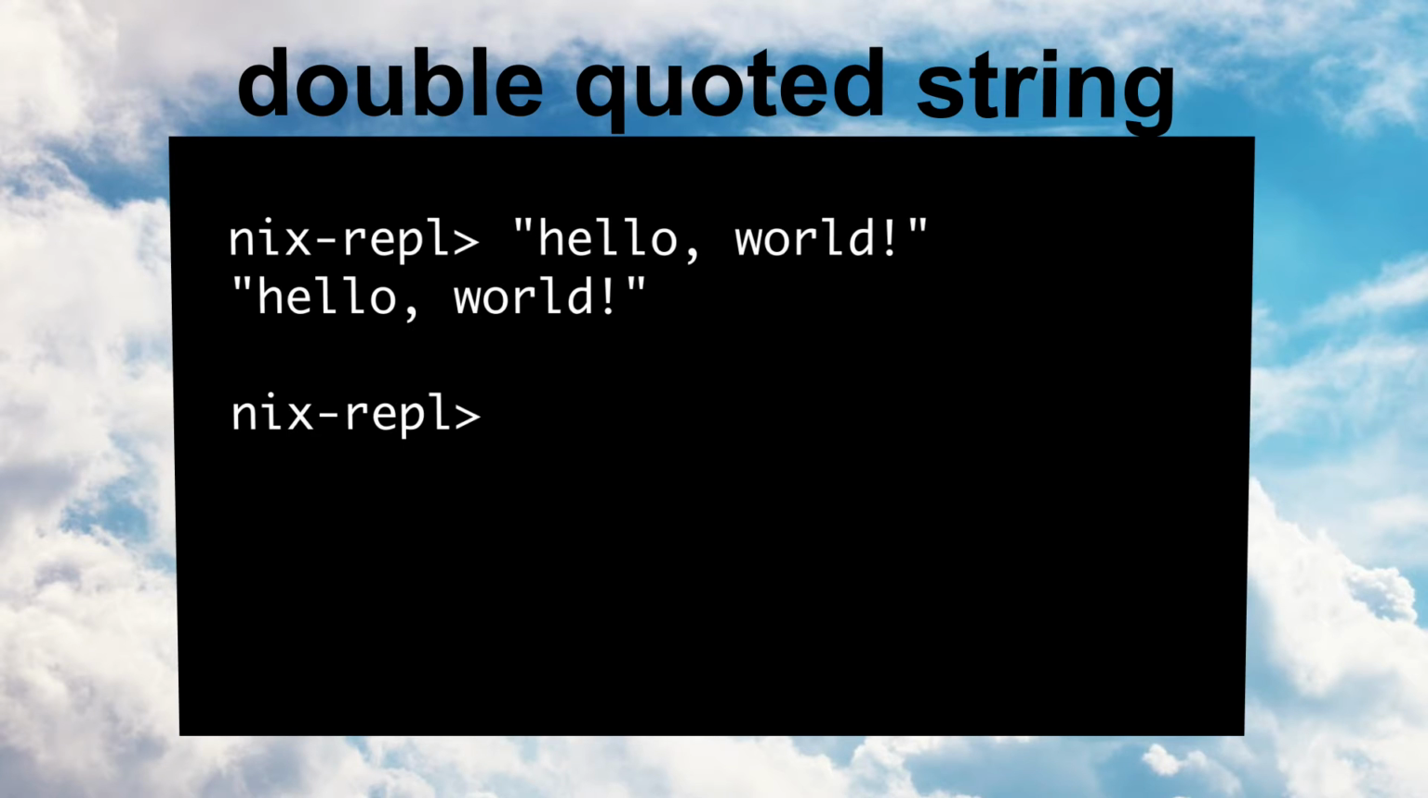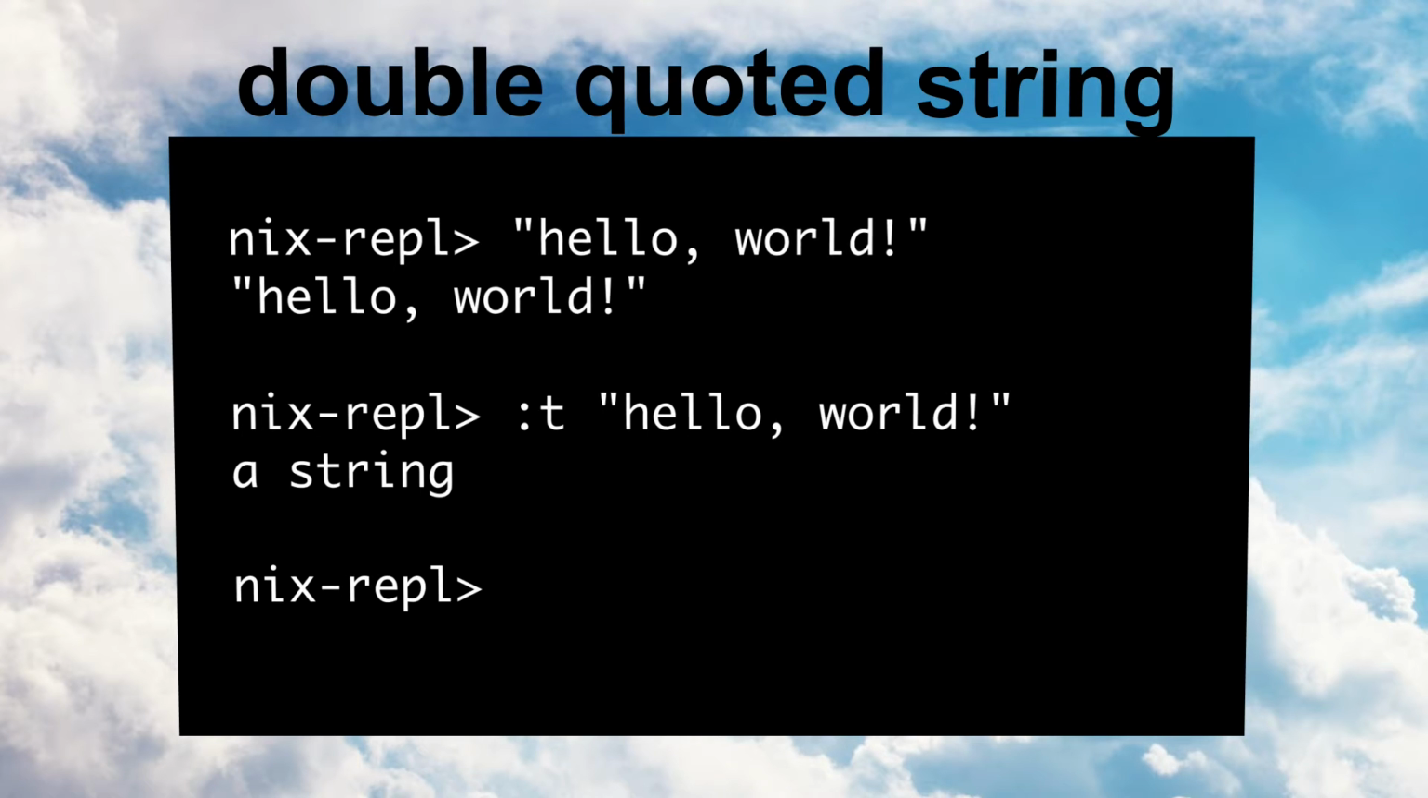Strings are a very important part of Nix, which is why there are 3 different ways to create a string literal. The first way is the double-quoted string. As you might guess, that just means surrounding the text in double quotes. We can use the nix REPL command :t to see the type of an expression. To concatenate 2 strings, we use the plus operator.